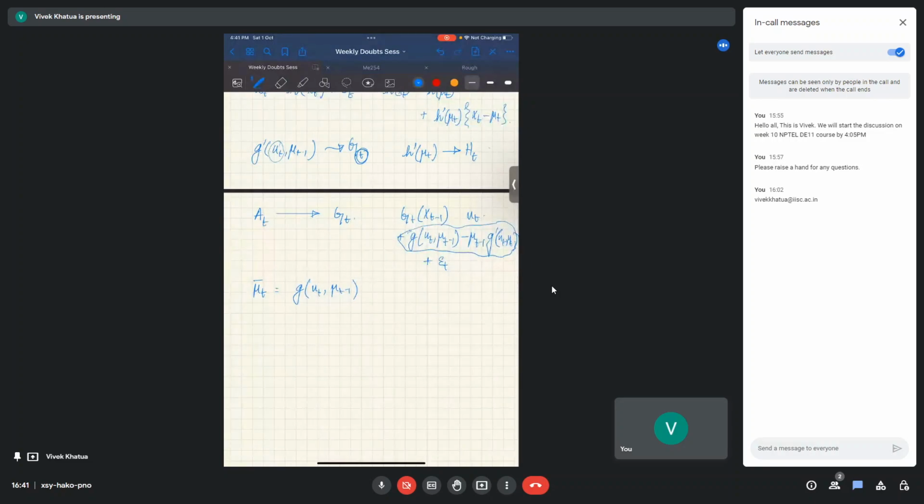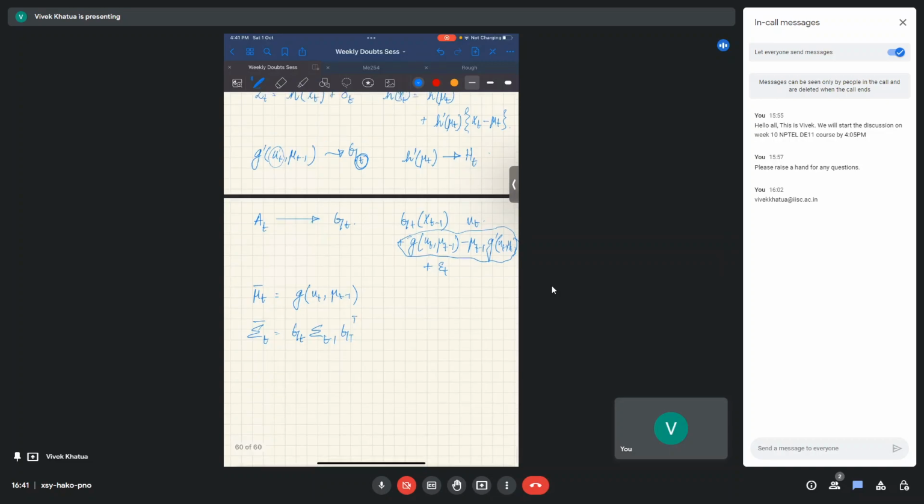Now, wherever there is A_t, we will be replacing it with G_t, because you can see that G_t is what is multiplying it linearly. So we will have our extended belief prediction, that would be nothing but G_t, the belief of the previous state, G_t transpose, plus there is stochasticity, so we'll have R_t.